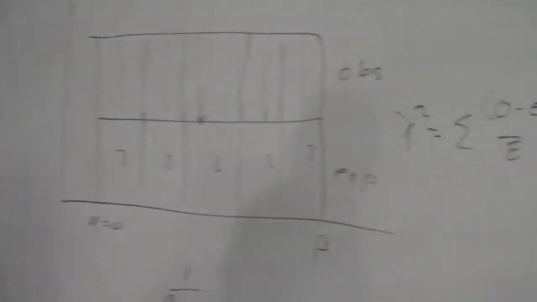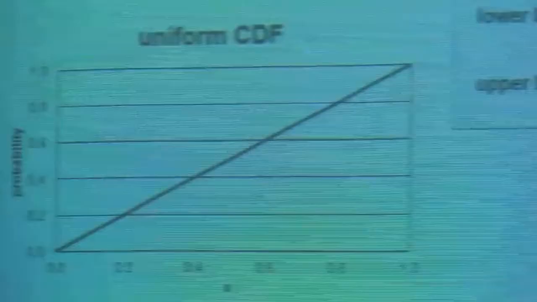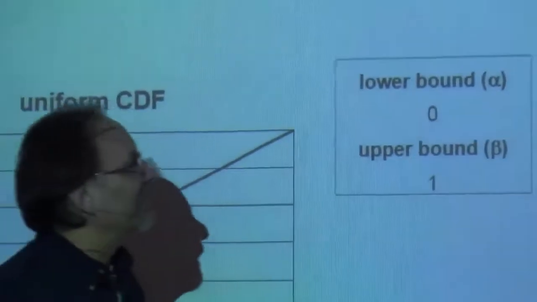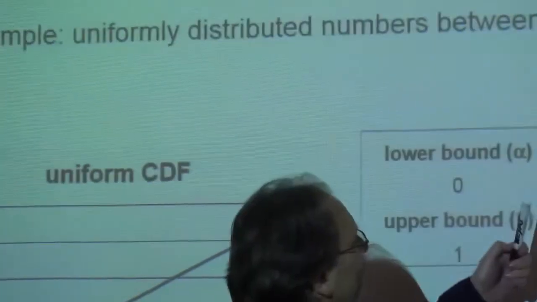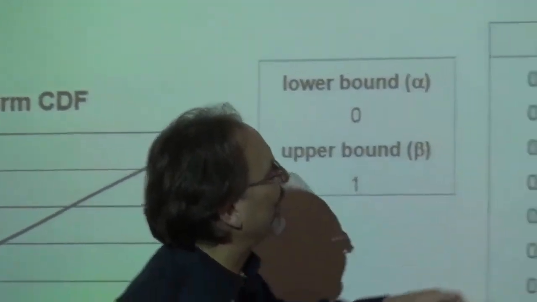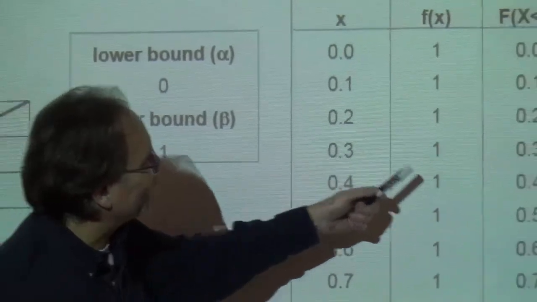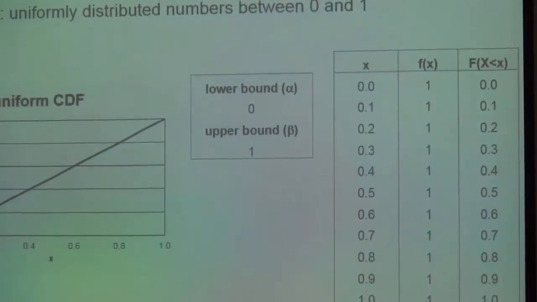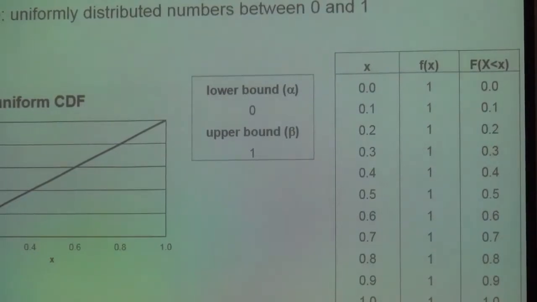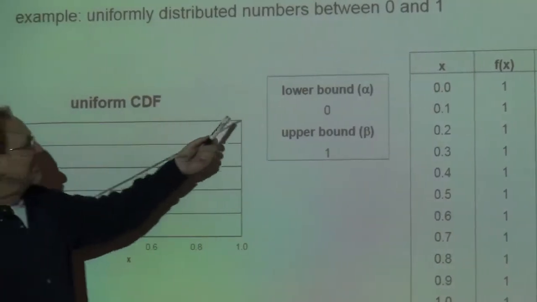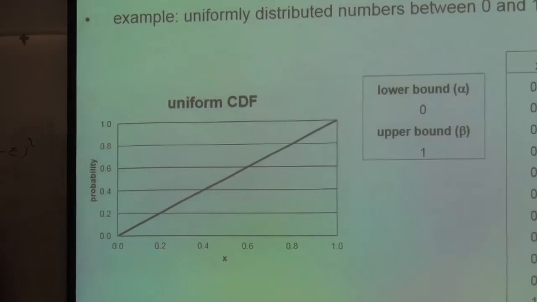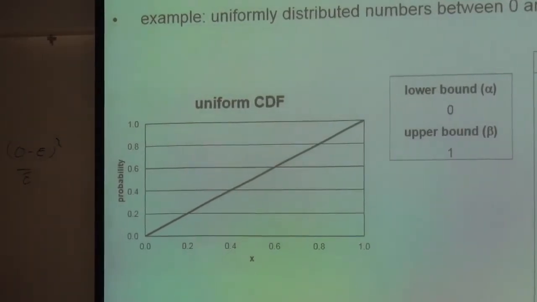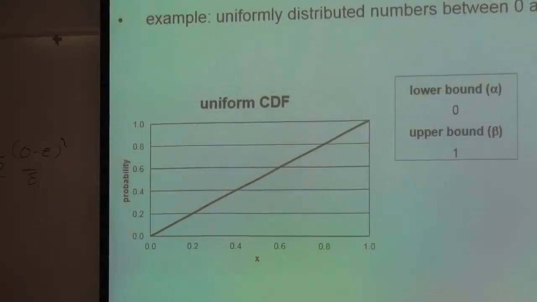And this is the CDF, and the lower bound and upper bound, in other words, alpha and beta, are 0 and 1. And if I have x = 0.1, it's going to be exactly the probability that it's less than 0.1 is 0.1. So that you get this perfect straight line that goes from 0 to 1. Like I said, it's not overly exciting, but it does have applications.